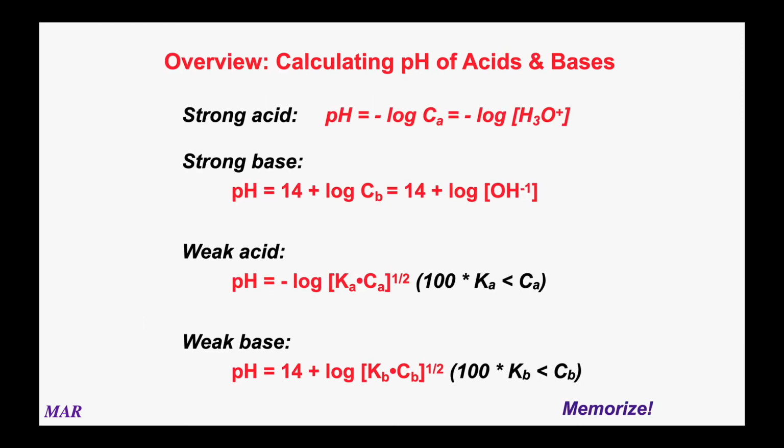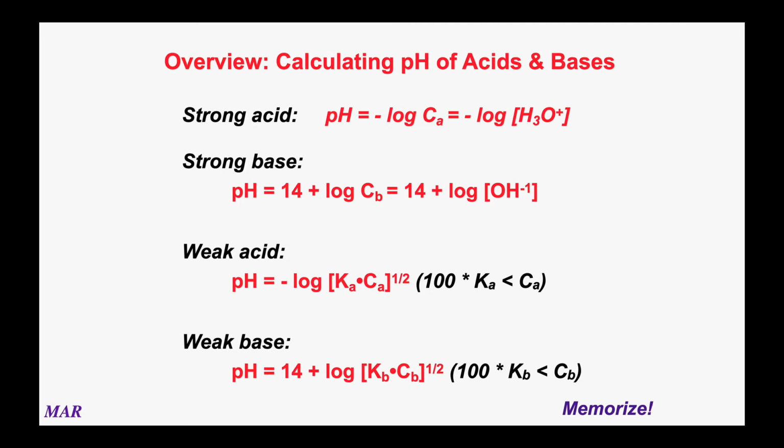Here's an overview of how to calculate the pHs of acids and bases. Strong acids, all right, all of the acid dissociates to hydronium. So literally pH equals minus log the concentration of the acid. If you have 0.1 molar HNO3, then minus log of 0.1 is how you're going to find the pH. And similarly for strong bases, all of the strong bases are turned into hydroxide. So just literally 14 plus the log of the concentration of the base will give you pH. If you have 0.1 molar sodium hydroxide, then the pH would be 14 plus log of 0.1.